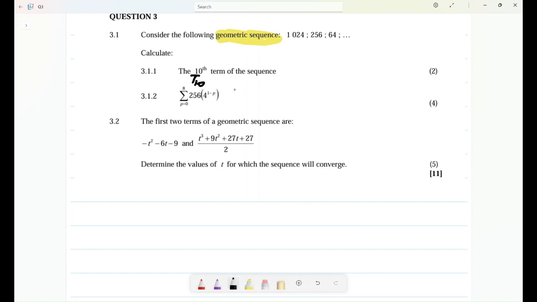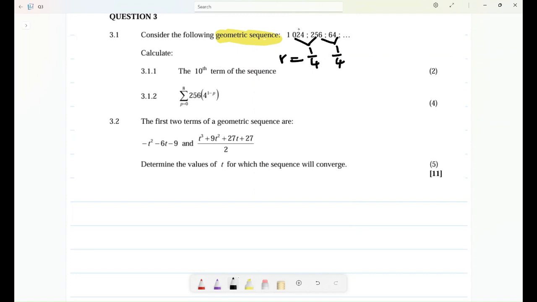How do we do that? Remember, from the formula we have Tn is equal to A R to the power of n minus 1, right? So we have to find the value of A first, as well as the value of R first, right? Yes. So how can you do that? Finding the value of R is going to be 256 divided by 1024, right? That's your value of R, and you'll get that your R will be how much? 1 over 4. All right.